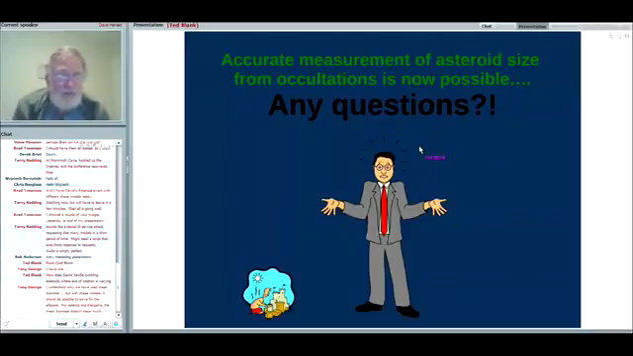Tony George has said, I understand why we have used mean diameter, but with shape models it should be possible to solve for the ellipsoid. For asteroids like Cleopatra, the mean diameter doesn't mean much.